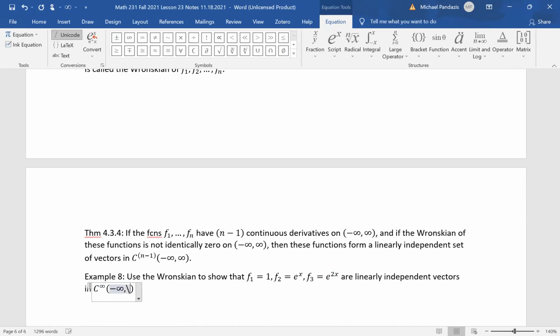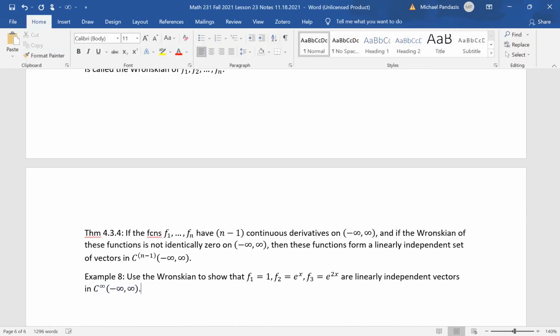So what this is saying is that instead of just assuming that they have n-1 continuous derivatives on the real line, you're saying that all orders are continuous derivatives. If you took the millionth derivative, it exists and is continuous. If you took the 100 trillionth derivative, it exists and is continuous. So all derivatives of any order both exist and are continuous, on the entire real line. That's what C infinity of negative infinity, comma infinity means. These three functions are in that space, so I want to show that they form linearly independent vectors in that space.